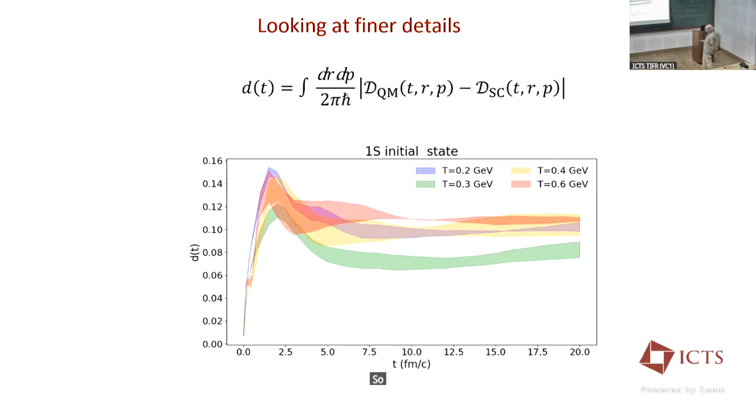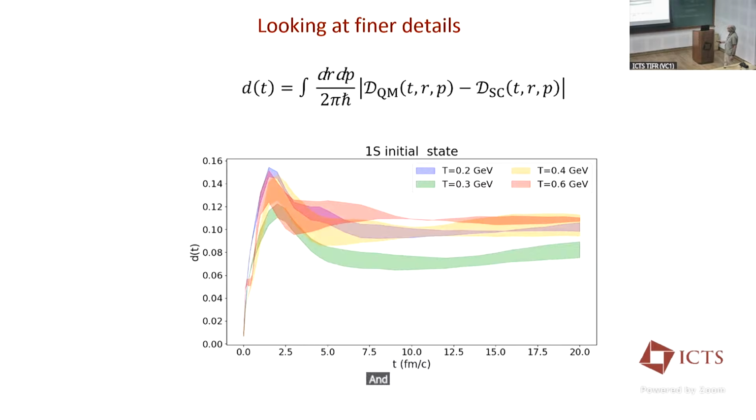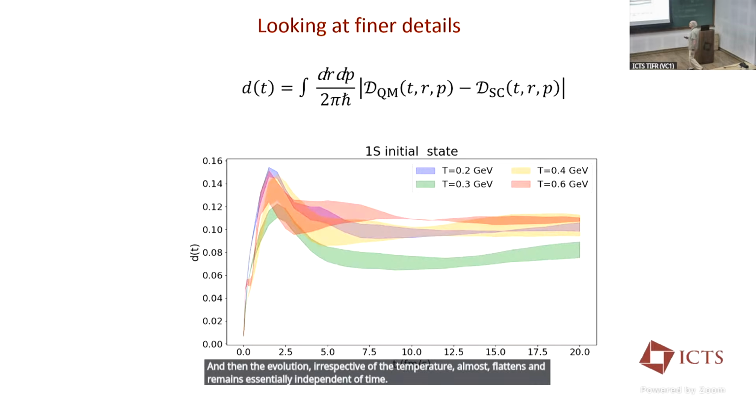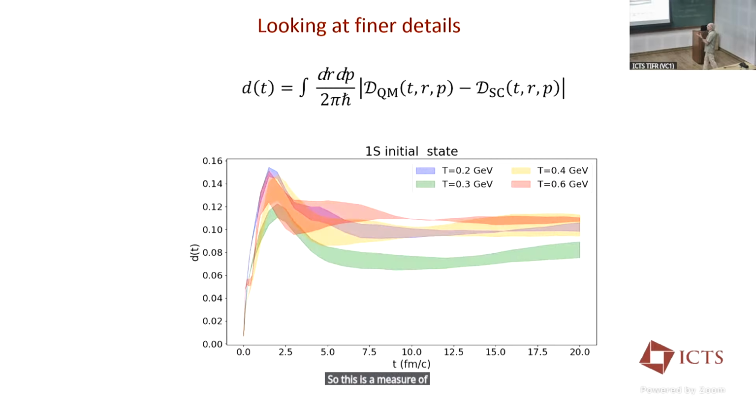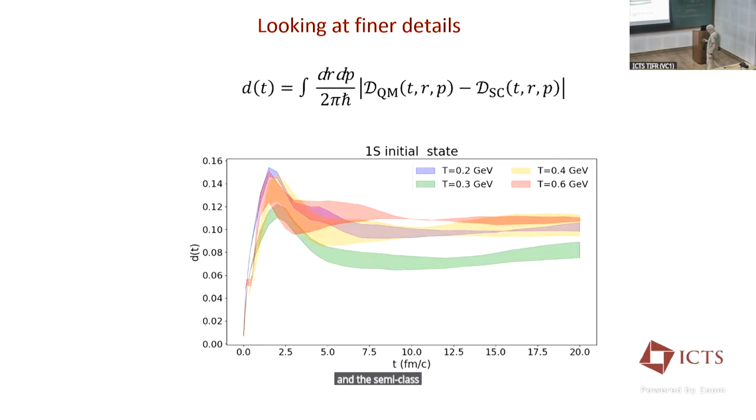So if you look at the beginning of the evolution here, this is at small time. Since you start with the same initial condition, of course, the distance is 0. Then there is a very rapid increase of the distance because of the initial quantum mechanical interference effect. And then the evolution, irrespective of the temperature, almost flattens and remains essentially independent of time. So this is a measure of the accuracy of the semi-classical description, which is a rather stringent measure because you're looking point by point at the difference between the quantum mechanical solution and the semi-classical approximation to it.